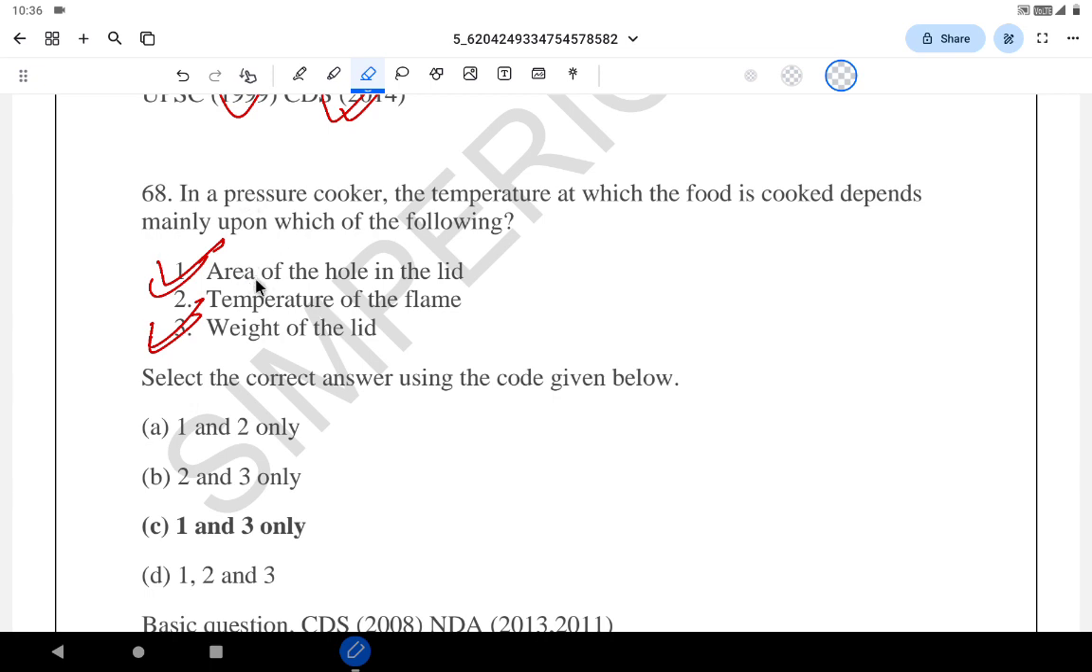So, the area of the hole in the lid: if the area of the hole is bigger, the pressure can escape and the temperature will also go out, so it impacts the food cooking. Weight of the lid: if the weight of the lid is less, the pressure will try to escape and the temperature will go out. If the weight is more, it takes more pressure to push the lid up and for the pressure and temperature to escape. So both are true. The flame doesn't have any impact here. It's mostly a concept of pressure.